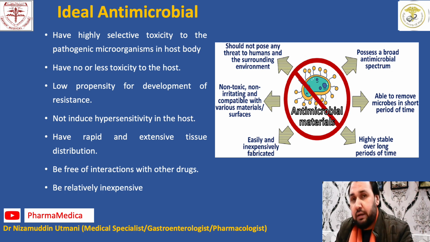What will be the ideal antibiotic? Number one, inexpensive. Number two, it should be available everywhere. Number three, it should have a broad spectrum. Number four, it should have a low resistance. Number five, there should be very little amount of adverse effect of that particular drug. So these are some of the qualities of a very good antibiotic. Again, you can stop this video and you can read it by yourself.